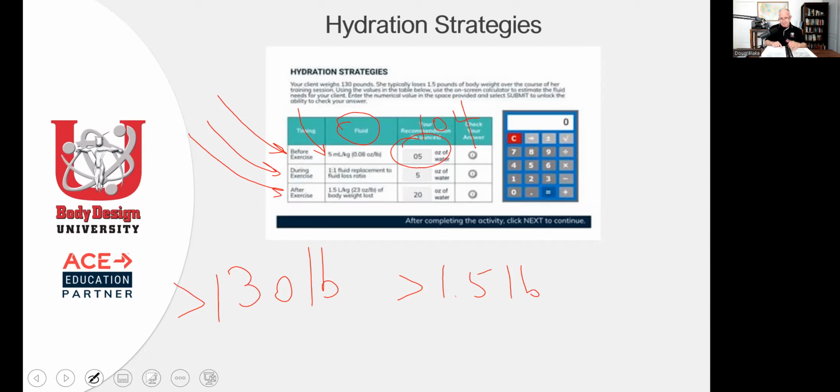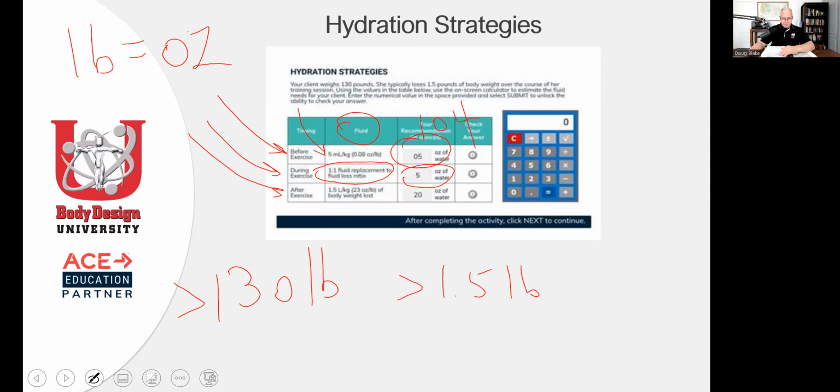The goal is to aim for a 1-to-1 fluid replacement. Now, you already see that right here, 1-to-1 fluid replacement to fluid loss. This is probably the most confusing, because how much fluid is she losing? She's losing 1.5 pounds. Well, now, wait a minute. Now you've got to convert. You've got to convert pounds to ounces, because they want to know ounces of water.